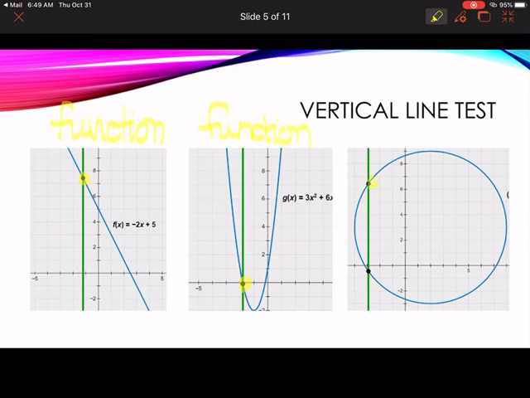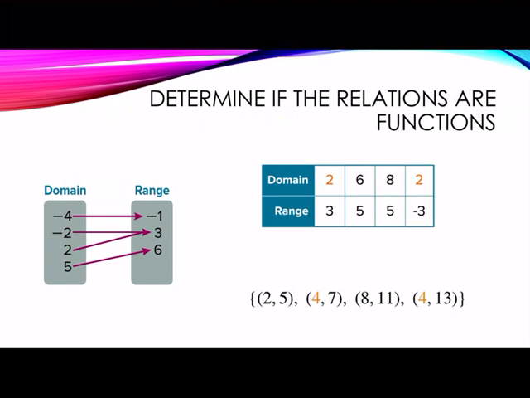Here, it touches it twice. It is not a function. So it can only touch a graph once. So here we're going to practice. We're going to determine if the relations are functions.